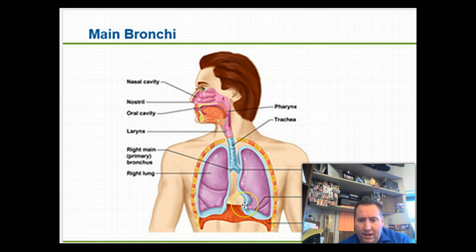The cavity that the heart sits in is in the thoracic cavity. We call this specific cavity in between the lungs the mediastinum. The mediastinum is hanging out right here, and that's where your heart kind of hangs out.